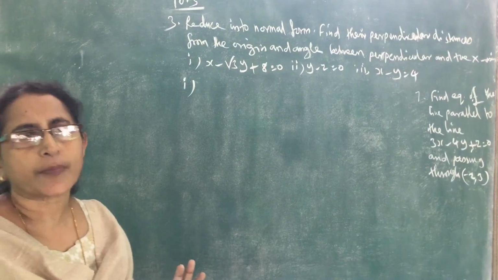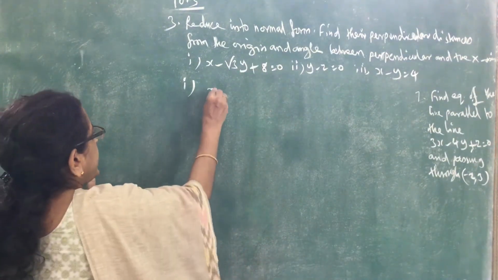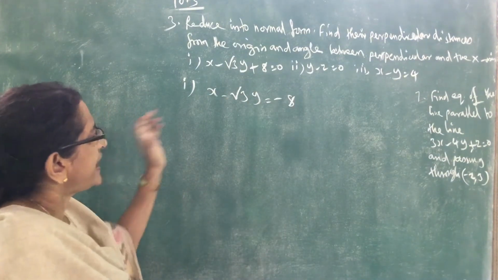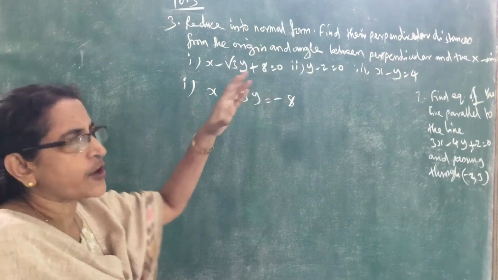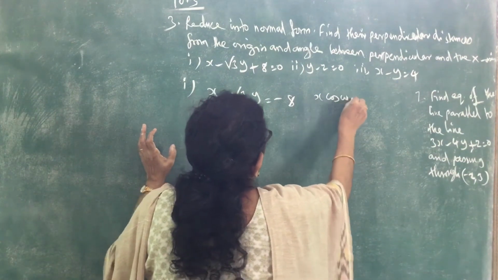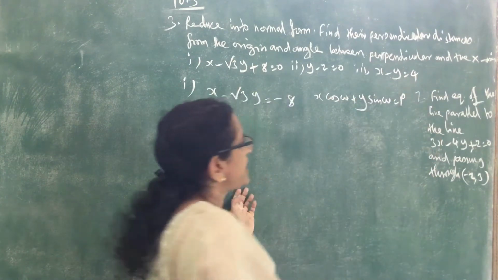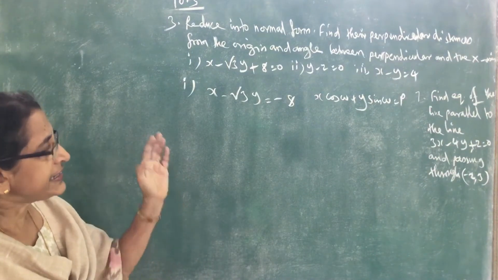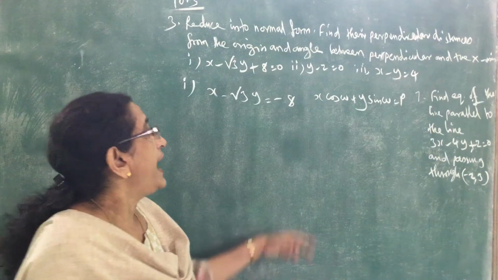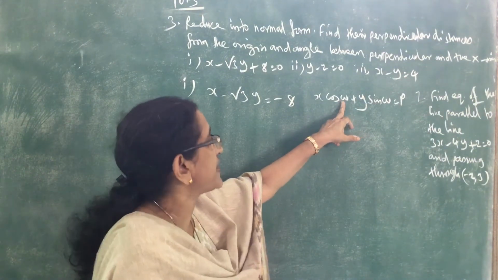To write in the normal form, first take the constant to the right side. So we get x minus root 3y equal to negative 8. Then we want the normal form. What is the normal form? x cos omega plus y sin omega equal to P. This is the normal form of the equation of a line. In that, P is the perpendicular distance from the origin to the line, and omega is the angle which the perpendicular makes with the positive x-axis.